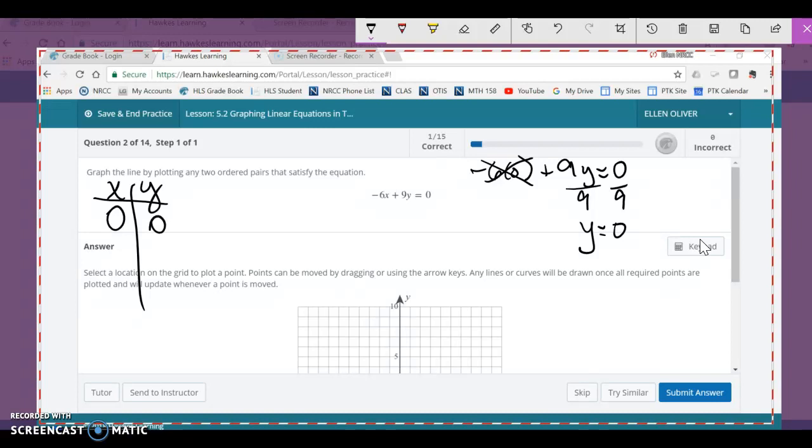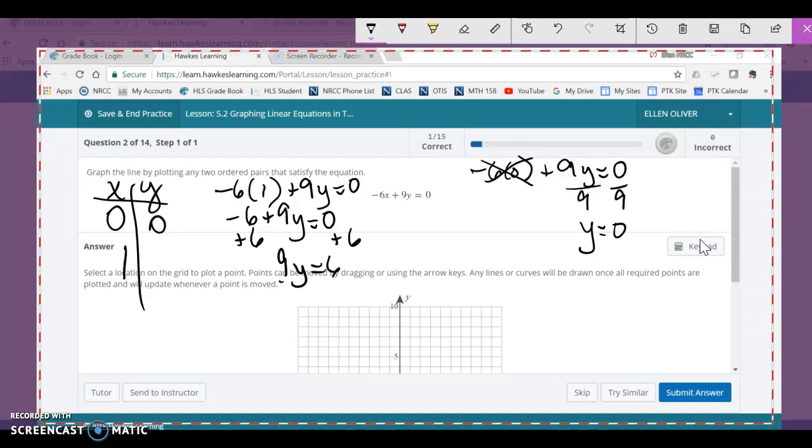All right, it said any point. So I'm going to pick x equals 1 because it's certainly easy to do math with 1. So negative 6 times 1 plus 9y equals 0. So negative 6 plus 9y equals 0. Add 6 to both sides. 9y equals 6. Divide both sides by 9. So y is 6/9, which reduces to 2/3. Some people don't like that, and it may be hard to find 2/3 on my graph.